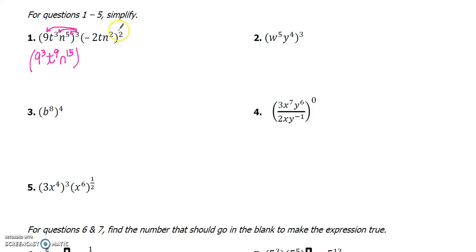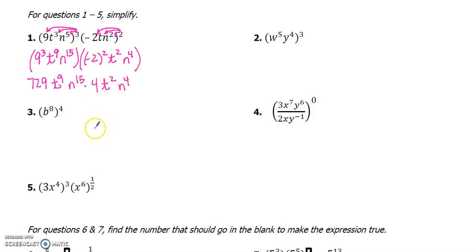Let's do it again with the second one. This time I'm distributing the 2 exponent. So I will have -2 raised to the 2nd power. I will have t raised to the 2nd power, and again with my n, there's already an exponent there, so 2 times 2 will give me 4. So let's go ahead and work out the 9 to the 3rd power, which is 729. And then I will have t to the 9th and my n to the 15th. And then when I do -2 to the 2nd power, that becomes a +4. T to the 2nd, n to the 4th.